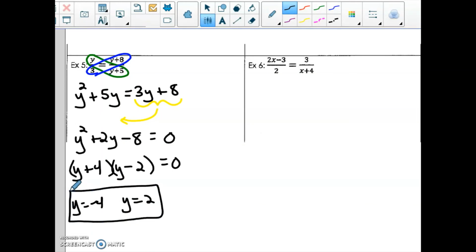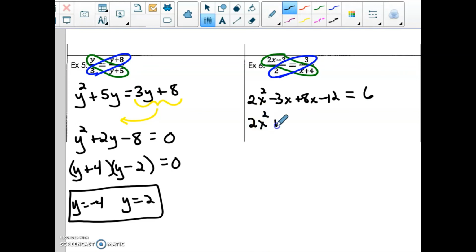And our last example, number 6, is going to take a little bit more work here because we've got some FOILing to do. 2x squared minus 3x plus 8x minus 12 equals 6. So we're going to combine: 2x squared plus 5x minus 12 equals 6. We need to move the 6 to the other side. Minus 6.